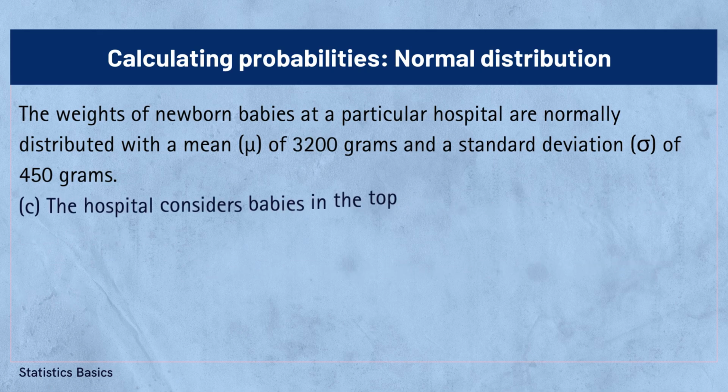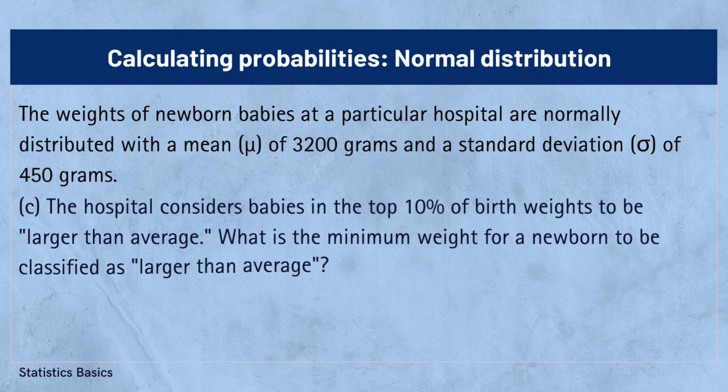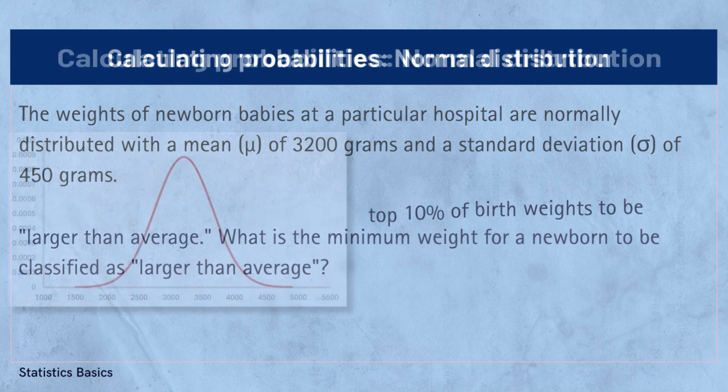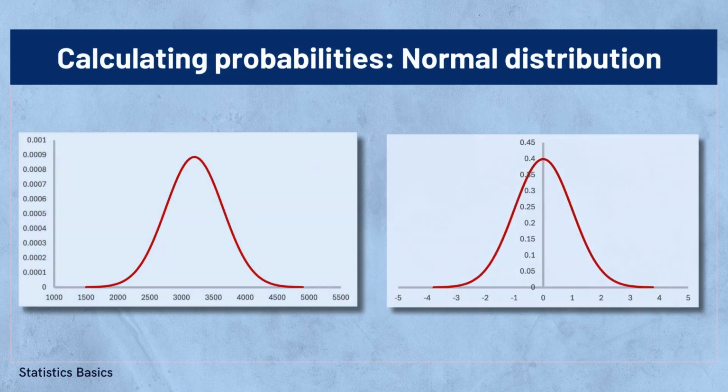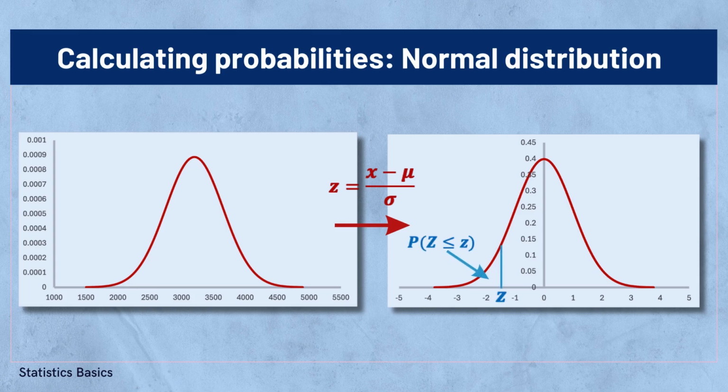What weight separates the heaviest babies from the rest? These are just a few examples of the practical questions we'll tackle in this video. We'll use the z-table, which acts as a lookup table for probabilities within the normal distribution. To calculate probabilities within the normal distribution, we first standardize the data values using z-scores. Then, we look up the standard normal distribution table, which provides the cumulative probability to the left of a given z-score.